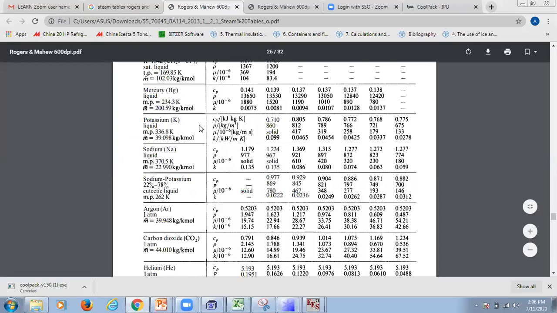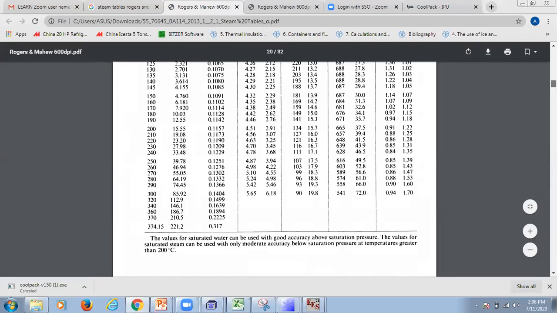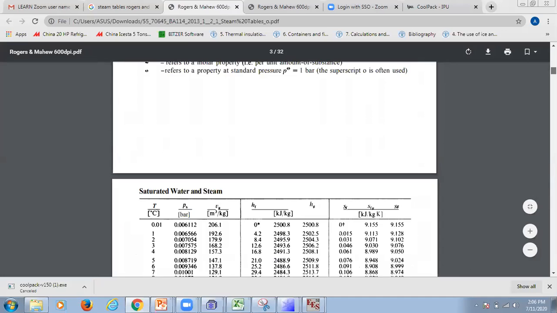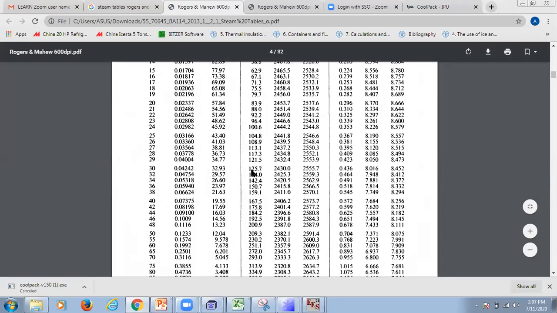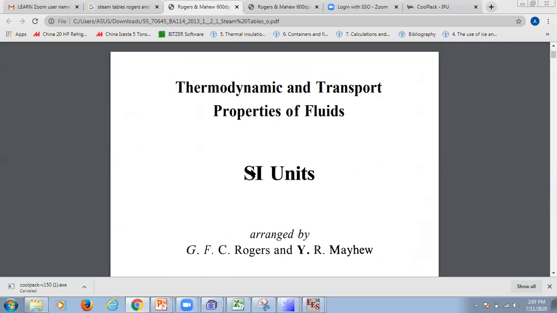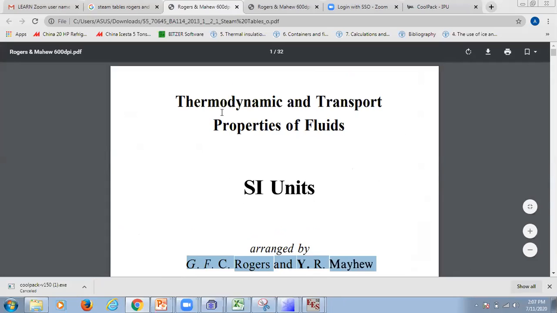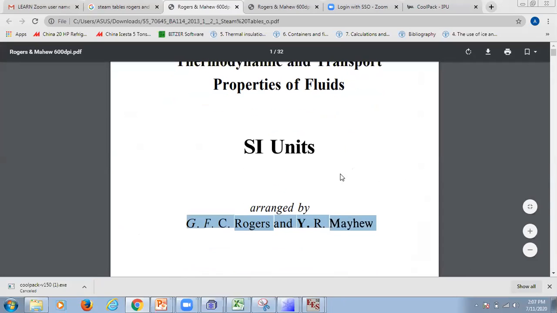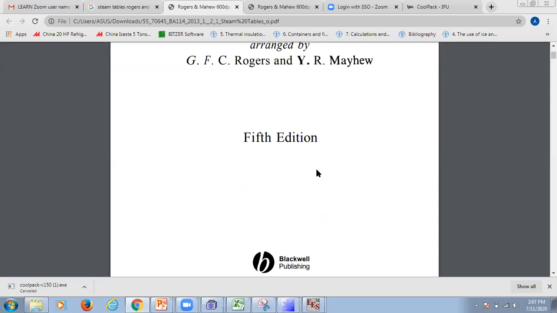Again, this is the Rogers and Mayhew thermodynamics property tables. You can get this downloaded as well. Just browse the PDF under this name, J.F.C. Rogers and Y.R. Mayhew, Thermodynamic and Transport Properties of Fluids, property tables. You will get this.